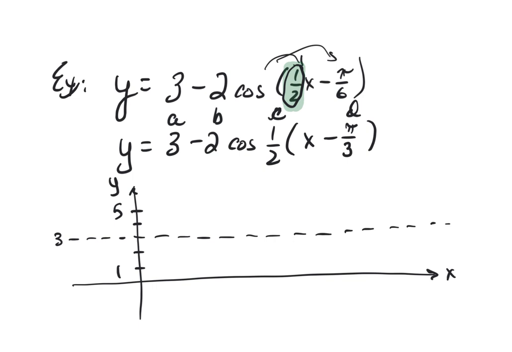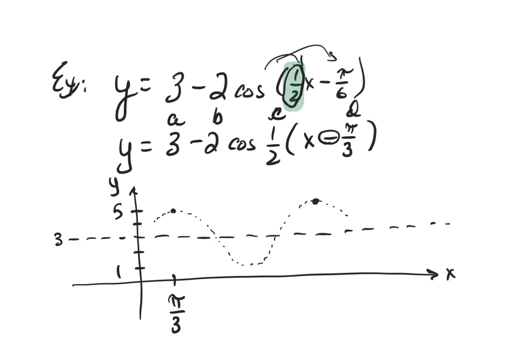Our phase shift, again, is left or right, opposite of the sign. So this is going to be right pi over 3. Okay? Again, we don't worry about the period value. And if this was a normal, regular cosine curve, this cosine would then start at the high point, and from the high point, we would go to a low, and then we'd get all the way back up to a high point.